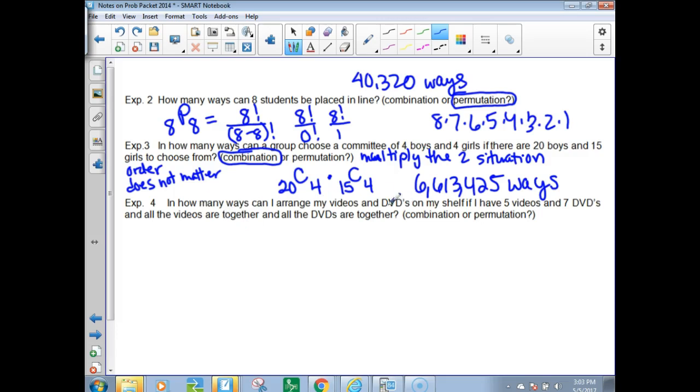All right, how many ways can I arrange my videos and DVDs on my shelf if I have 5 videos and 7 DVDs, and all the videos are together, and all the DVDs are together? Order matters, so it is a permutation. We're going to put in 5 videos, and we're doing them all: 5P5 times 7P7.